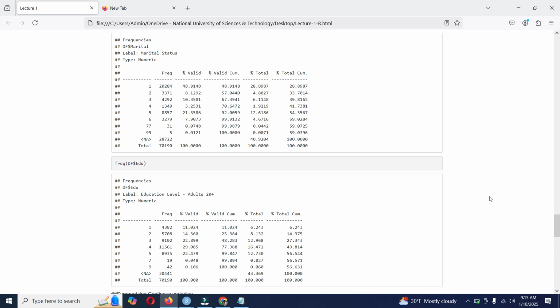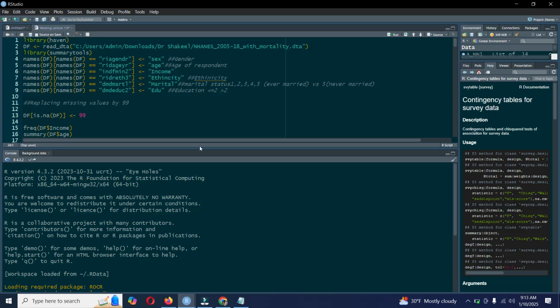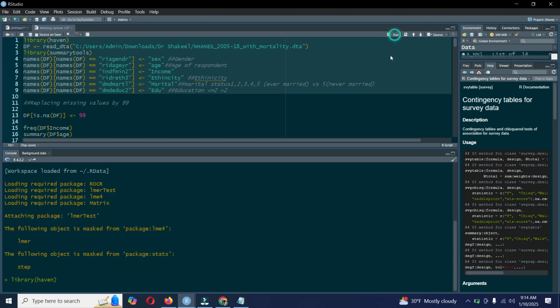In the last lecture, we had just imported the National Health and Nutrition Examination Survey, and then we had given names to the different variables. For example, we have some demographic variables and we just name them as sex, age, income, ethnicity, marital status, and education. I will just run the codes as we have the data already.